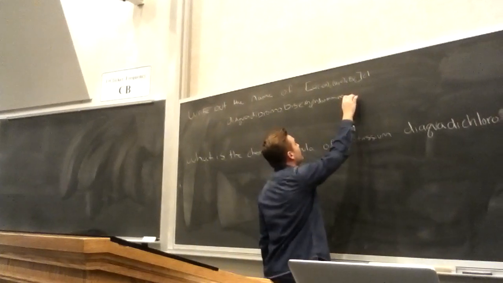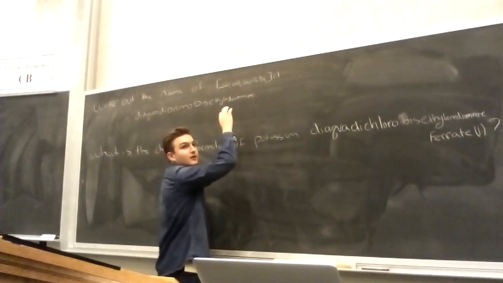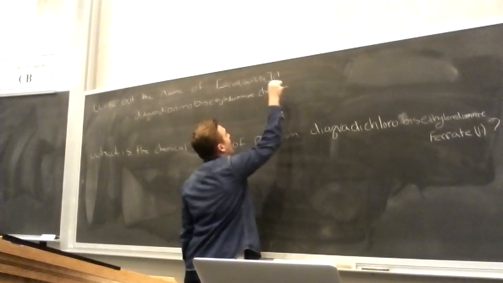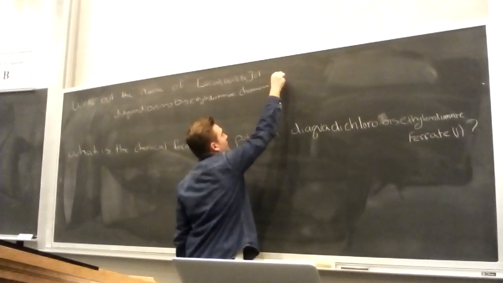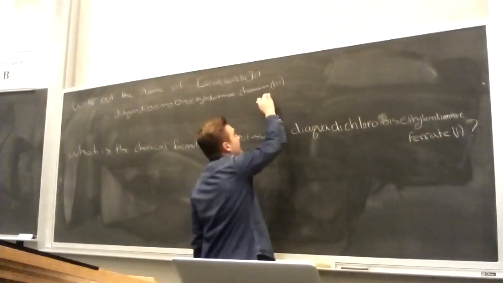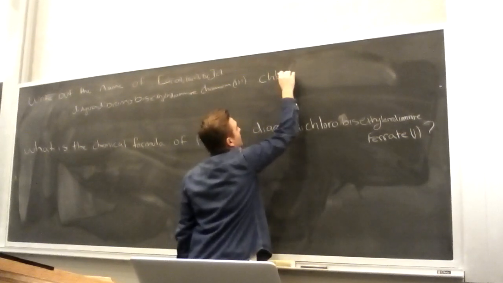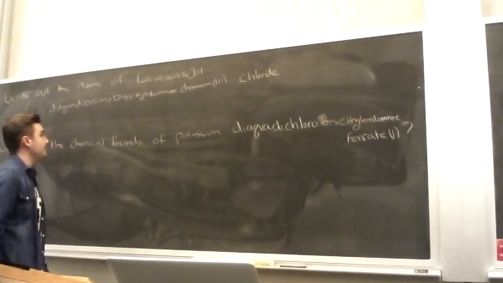And then what's my center atom? Say that again. Chromium. Okay, I just want to make sure there was some confidence there. Chromium what? Chromium 3 plus. Chromium 3, and then what's the anion here? Chloride. Okay, perfect. Okay, so there's the name.